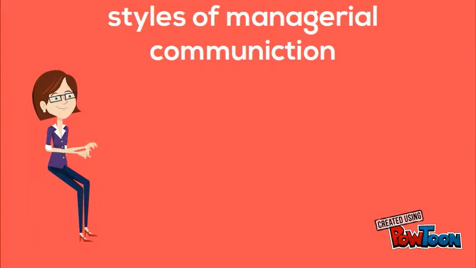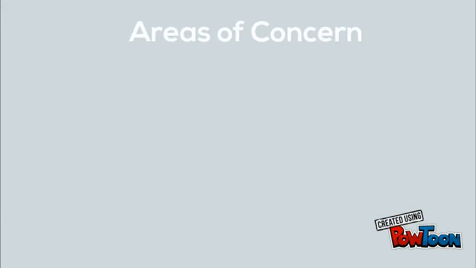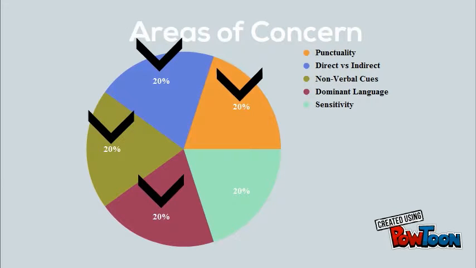Lastly, we have the director, who's not only dominating and fast-paced, but also has little concern for relationships and places emphasis on results. We have learnt that there are 5 areas of concern when it comes to communicating within a diverse group. Mainly, punctuality, direct versus indirect, non-verbal cues, dominant language and lastly, sensitivity, which we will be focusing on.